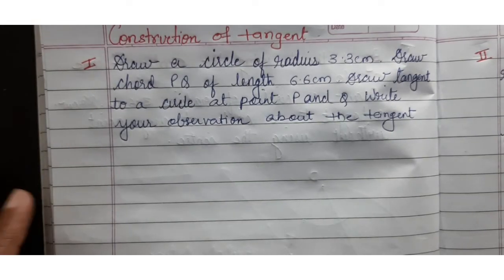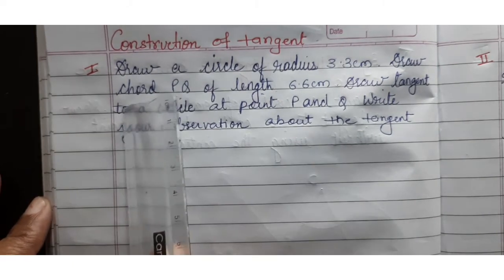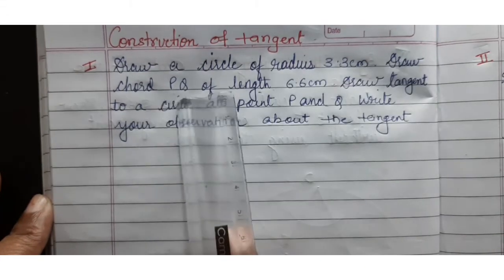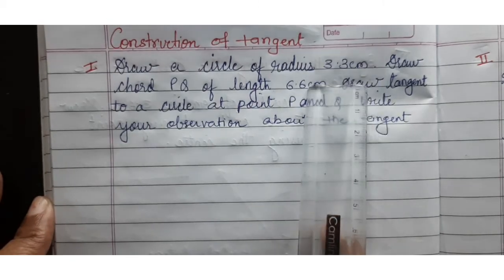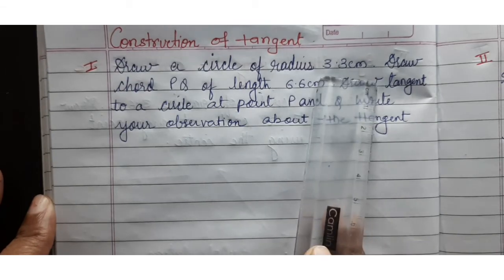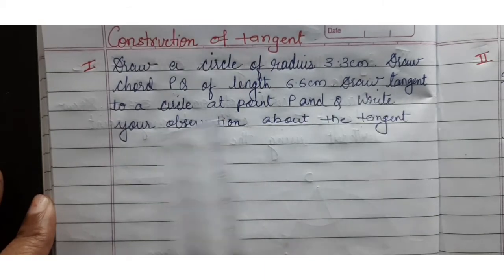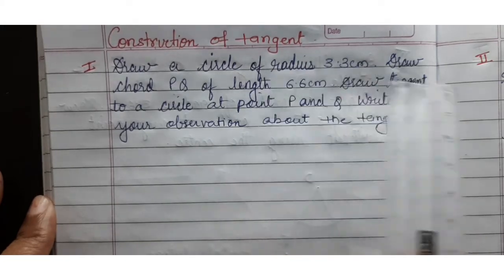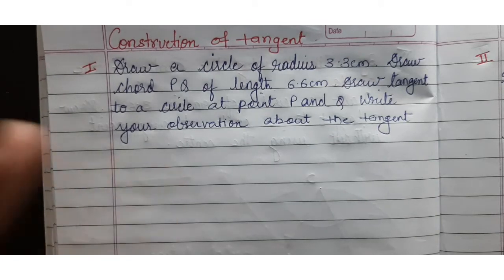Now next construction, very interesting construction it is, in which what we have been given: draw a circle of radius 3.3 centimeter, draw the chord. Now your chord is given, of length 6.6 centimeter. 3.3, 6.6 means it is the diameter of the circle, double of 3.3, right? Draw the tangent to the circle at point P and Q. Write your observation about the tangent. Now here nowhere it is stated that you have to use the center, nothing is stated over there.